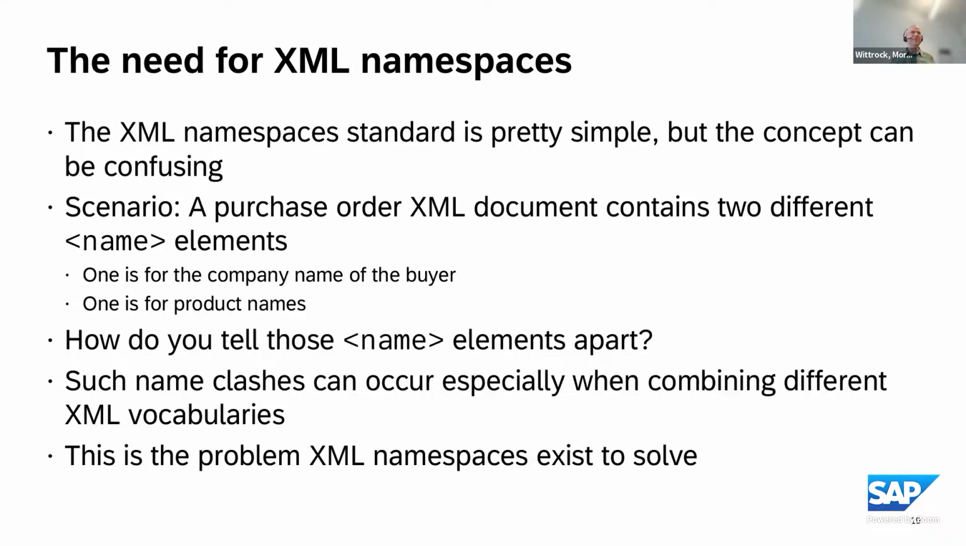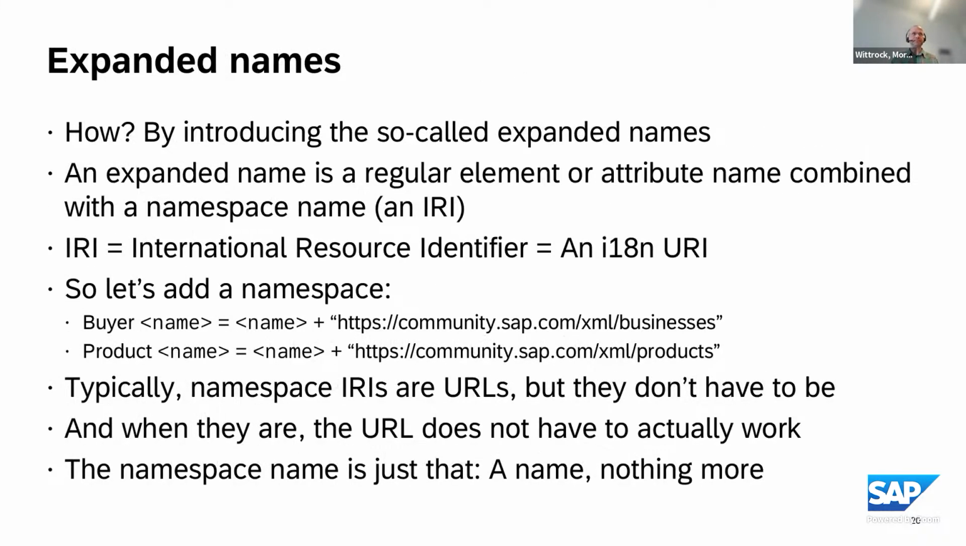I think this is where we got to, about the need for XML namespaces. We had two different name elements, and we need to tell them apart. And basically, we can't really. That kind of name clash can occur, especially when you're combining different vocabularies, which you do fairly often, especially in those industry standard XML types. And this is the problem that is solved by XML namespaces.